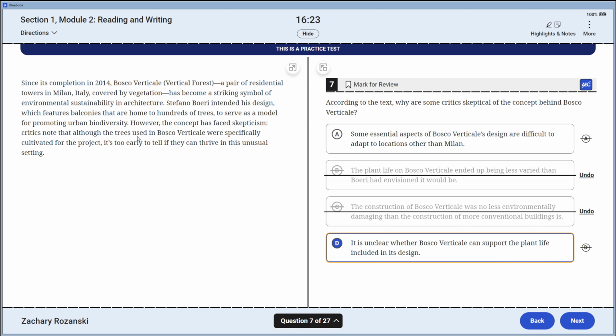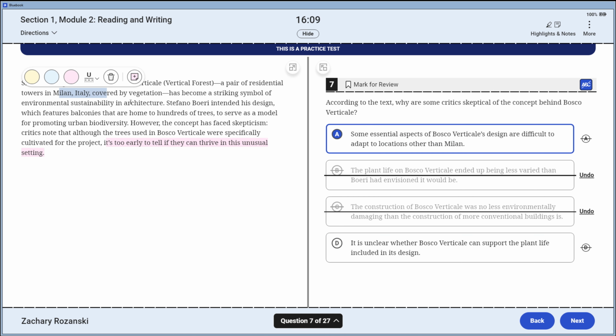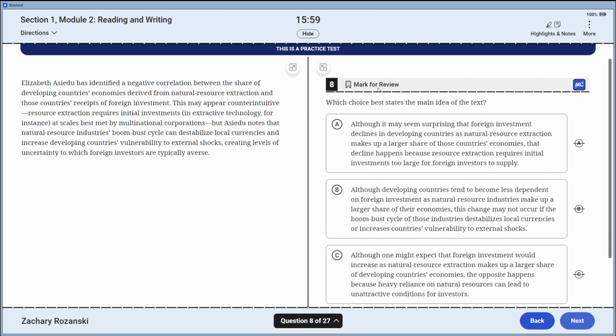Oh, D is the right answer. That's supported right here. What did I misunderstand about A on this read? Some essential aspects. Well, maybe the scope, right? Trees versus the whole design: "are difficult to adapt to locations other than Milan." Oh, my bad. We only have this one place. The problem was somewhere else coming to this place. It couldn't adapt here. So I should have seen one trees, one aspect. The scope was all wrong, and also there's only one place. D is the right answer.